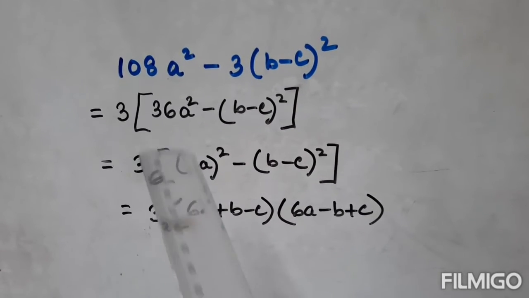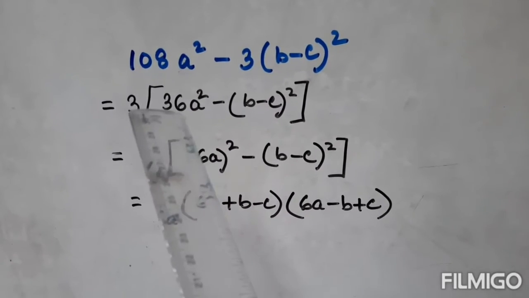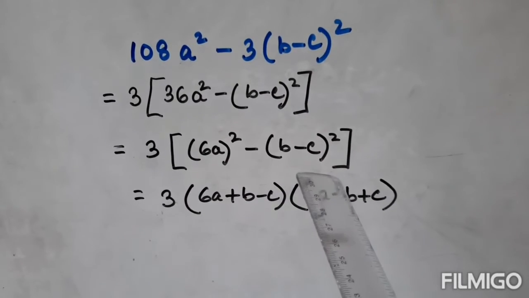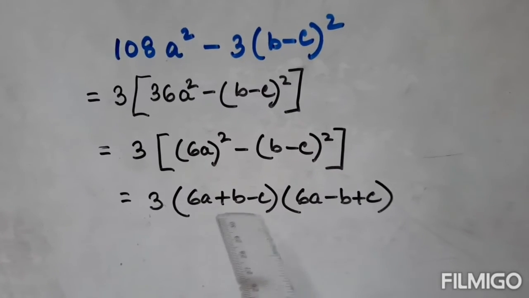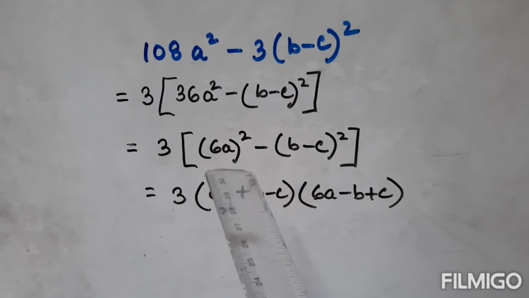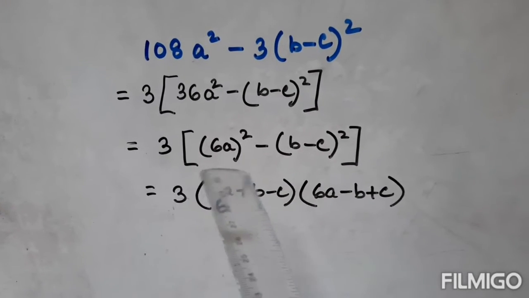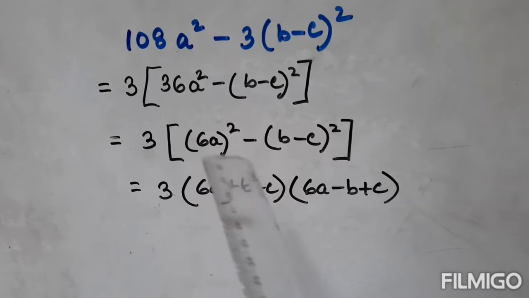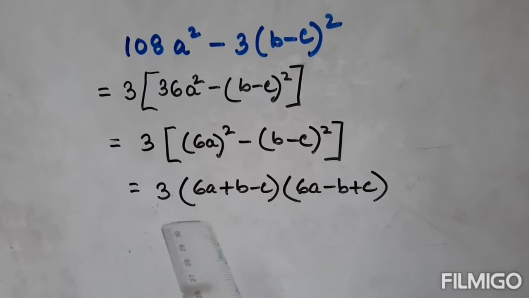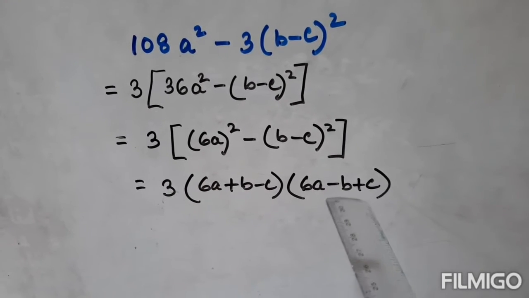So first we write it as difference of two squares. B minus C is already within square. 36a square becomes 6a whole square. Then we express it as the product of 2, that is a plus b into a minus b. When we are taking plus, the sign does not change. When we are taking minus, the sign changes. So it becomes 6a plus b minus c into 6a minus b plus c.